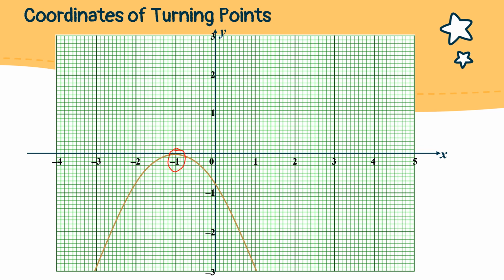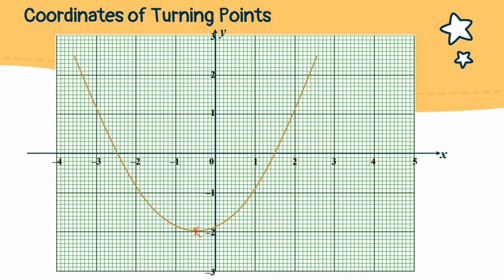For this next turning point, this negative 1 is actually the x value. So the x is actually negative 1. When we draw a line to the y-axis, it is actually at 0. So the turning point, which is also the maximum point, is negative 1, 0. Here we have a U-shaped curve instead. So we note that this is actually the turning point.